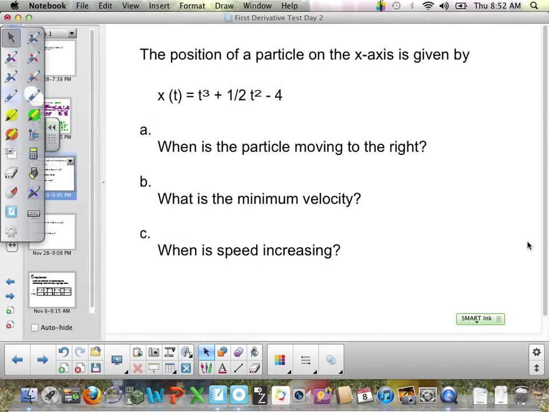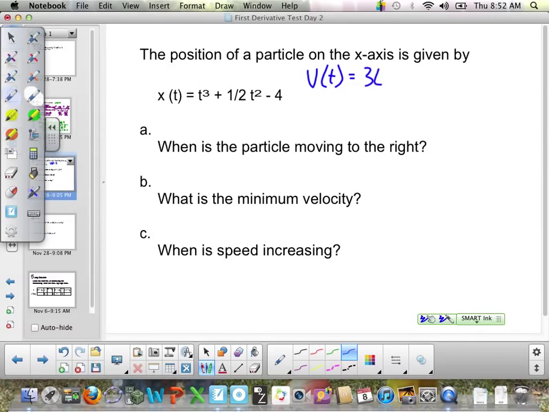All right. The position of a particle on the x-axis is given by x of t equals t cubed plus 1/2 t squared minus 4. When is the particle moving to the right? In other words, when is the position increasing? All right. So to find that, we want to find when the velocity is positive. We have position, and velocity is the derivative of position. So our velocity will be 3t squared plus t. We can set that equal to 0. We'll factor out t.